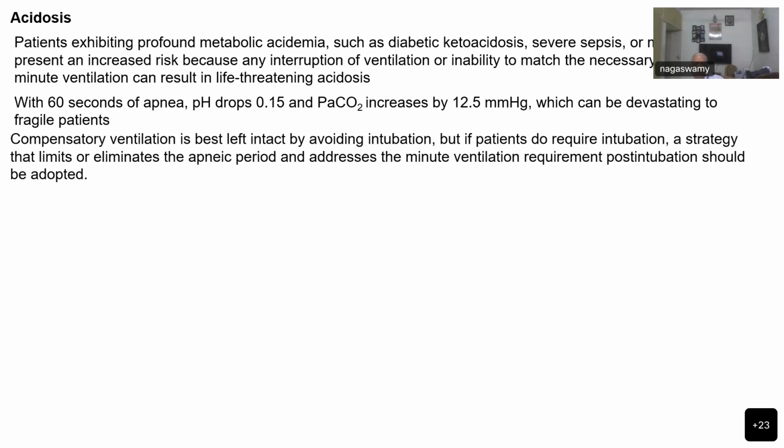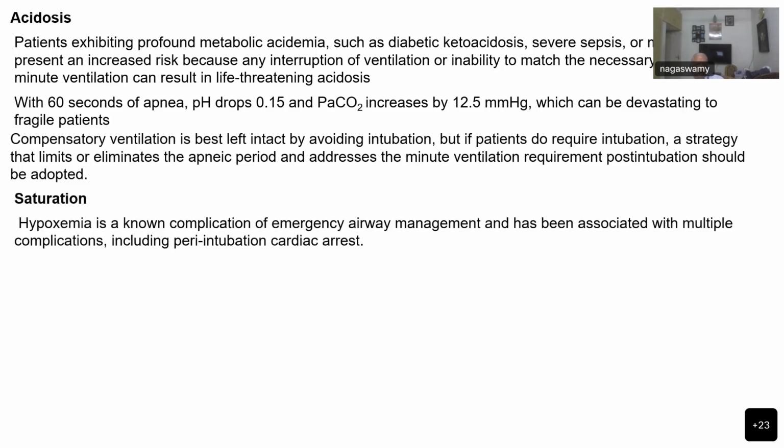And if they require intubation, you must plan a strategy that limits or eliminates the apneic period and addresses minute ventilation requirement post intubation. That is very, very important. So you have to leave them on spontaneous or give them the so-called pressure support ventilation and maintain the increased rate and removal of carbon dioxide.